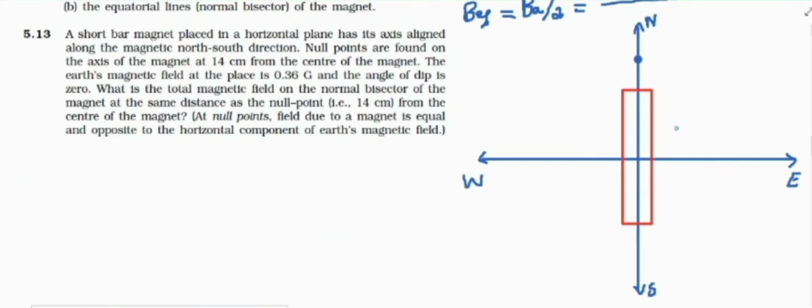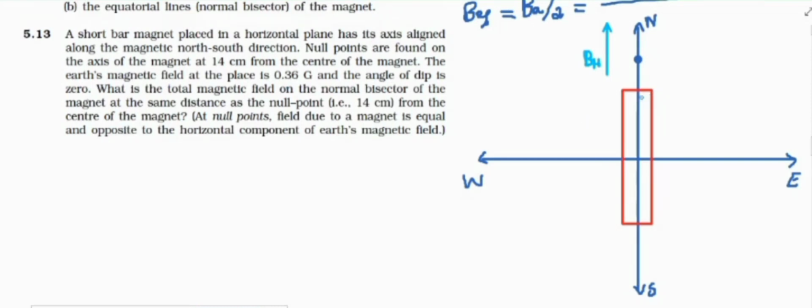Earth magnetic field, we know, is directed from geographical south to geographical north, because at the south pole of Earth, magnetic north is there. So Earth magnetic field is always from geographical south to geographical north. So here we can have BH. Here BH is equal to B because angle of dip is given 0 there.